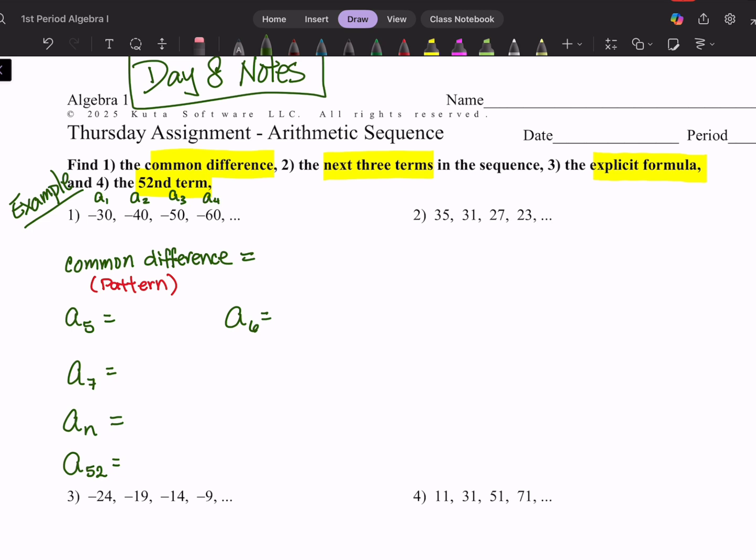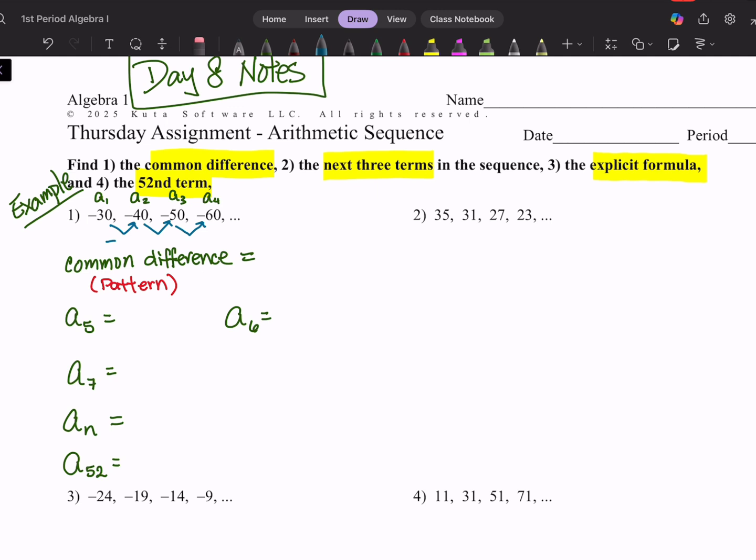But on number 1, we have the list of numbers. The list of numbers started with negative 30, and then it goes to negative 40, negative 50, negative 60. I need to figure out the common difference. That is, what is the pattern? Since it's all going smaller and smaller, I know that all of them are subtracting.